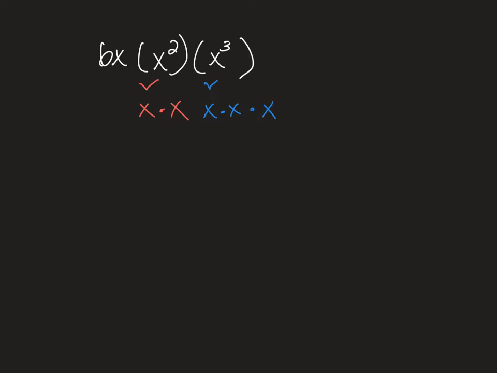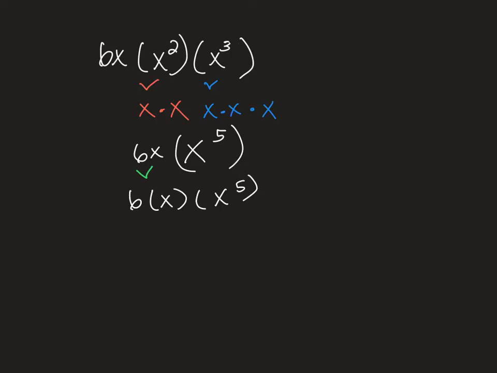Now, if I put these together, if I have 2 x's and I have 3 x's, that means I have a total of 5 x's. So I have x to the 5th power. And then I'm going to bring down this 6x. So I have 6x times x to the 5th power. Now, if I break down the 6x, we know that a number next to a variable means that I'm multiplying. So this is like 6 times x to the 5th.